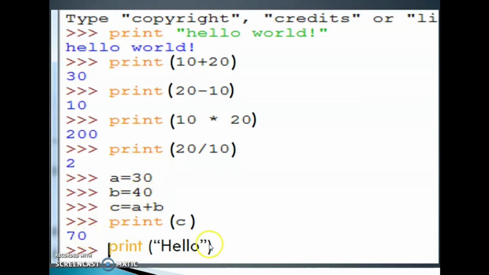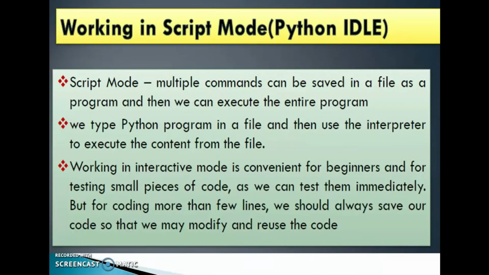Then print hello. We can see hello as output. Clear? This one is the interactive mode. Okay. Then working in script mode, that is Python ideally. Script mode means multiple commands can be saved in a file as a program, and then we can execute the entire program. In this interactive mode, at a time only one command. But in the script mode, we can give multiple commands.